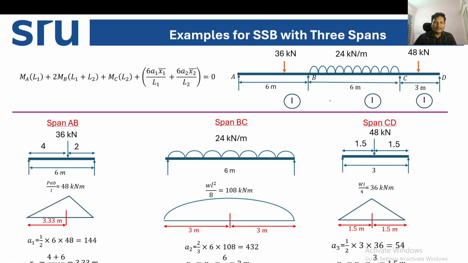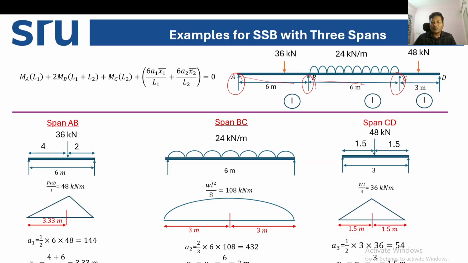Yeah, as it is a three span beam, we cannot extend this equation for the three spans at a time. So we have to write the equation for consecutive three supports. Consecutive three supports: support 1, support 2, and support 3. If consecutive three supports are there, how many spans? Two spans. So at a time, you can write the equation for consecutive three supports.